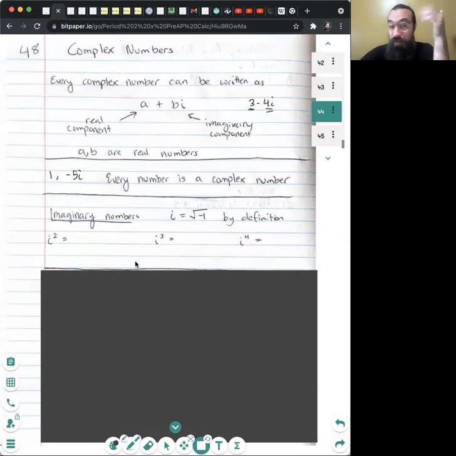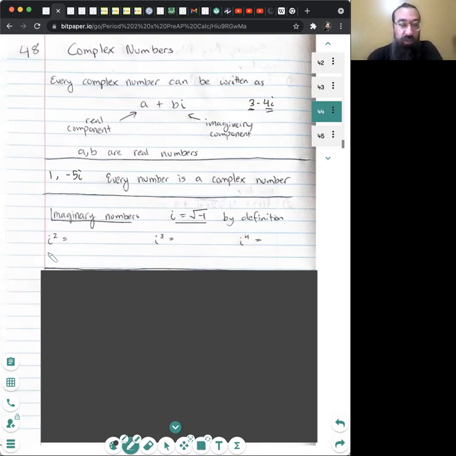So we're going to continue. Again, pause if you didn't get that last part down yet. And so here we have the imaginary numbers part, right? We talked about this a little bit before. And our definition is just that i is equal to the square root of negative 1. That's just what it is.